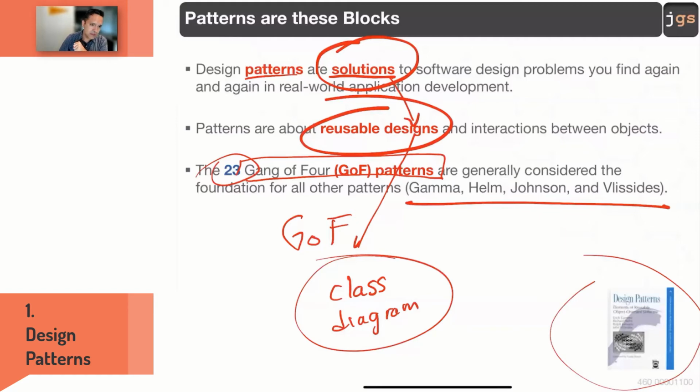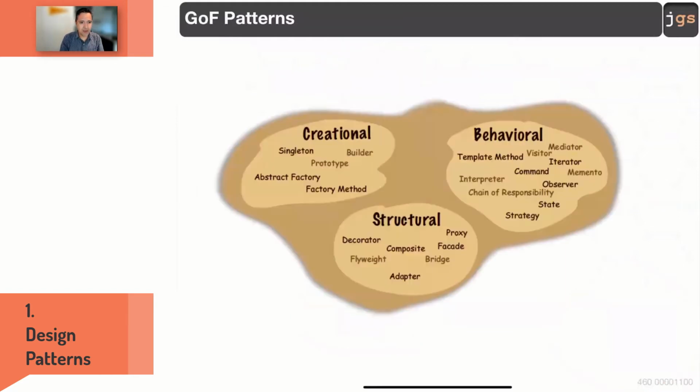These 23 patterns, 23 solutions, are organized in three categories, three groups. So if you count the different names that I have here, there are 23 names for the 23 patterns, but they are in three groups. There are patterns for creating things. They are called creational patterns.